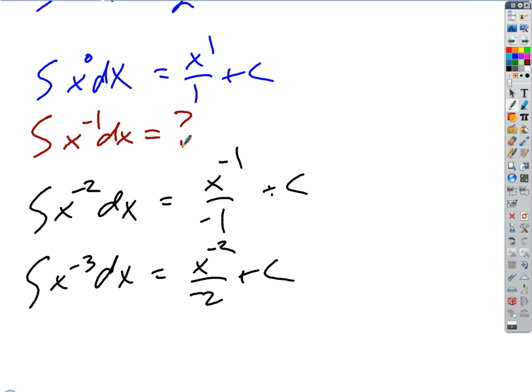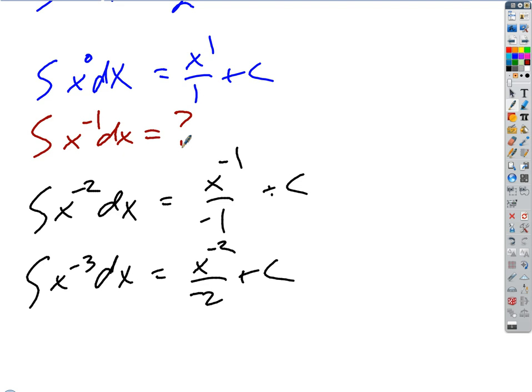Now, the power rule holds not just for integers, as you know, it works for fractions, it works for irrational numbers. So we could take the antiderivative of x to the negative 1.000000001, and it would work. We could take x to the negative 0.9999999, and it would work. But it doesn't work for x to the negative 1. Okay, so how do we fill that gap?